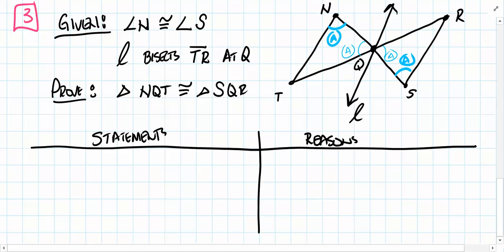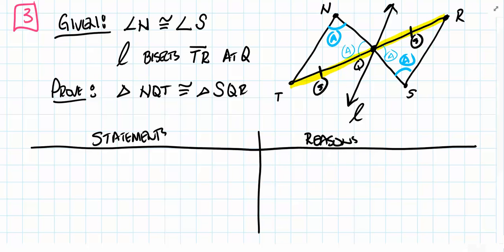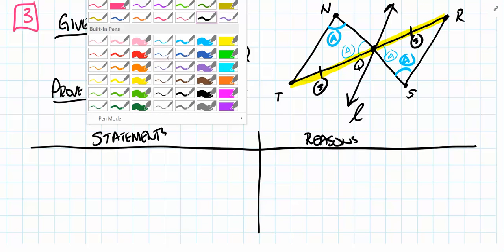What's the side? L. No, L's a line. What do you know about L? Tell me something you know about L. It bisects and makes a midpoint. Yeah, it bisects TR at point Q. So that tells you that this line segment and this line segment are congruent. Therefore, my plan is going to be what? I have 2 angles and a non-included side. Therefore, my plan is going to be angle, angle, side.